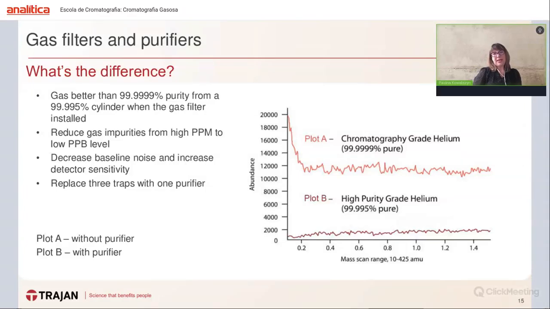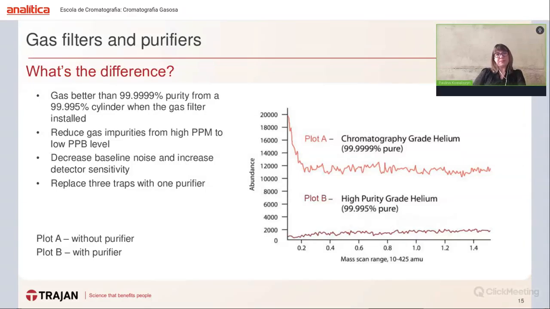And plot B is a lower quality of the gas, high purity grade helium, with purity of 99.995%, so lower quality than in plot A. But in plot B, we've installed a gas purifier.